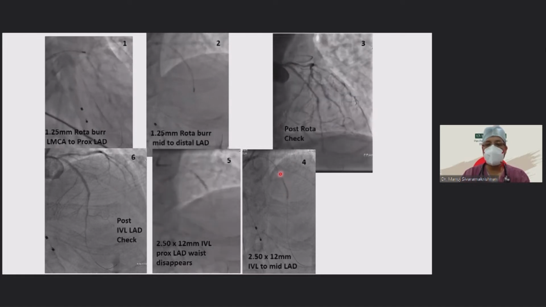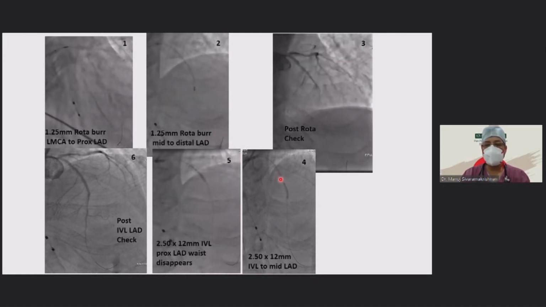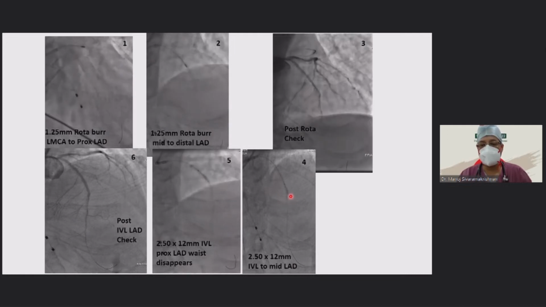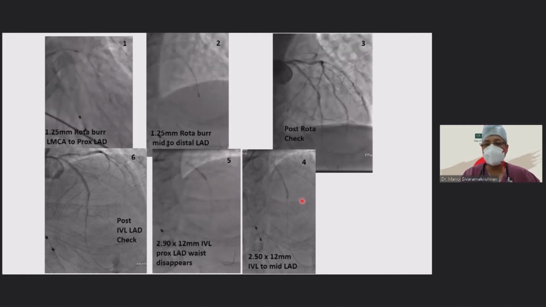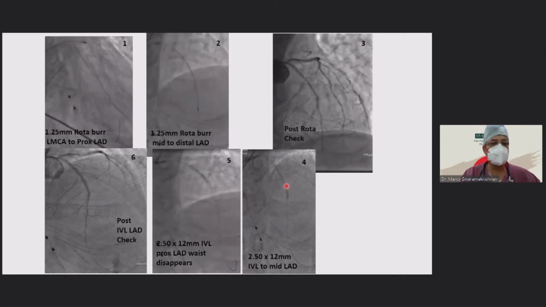This was followed by IVL. I will come back to the OCT images. This is a 2.5 into 12 mm shockwave lithotripsy balloon applied to the mid LAD and also the proximal LAD. And post that, in panel 6, the image shows a very good luminal gain in the LAD.